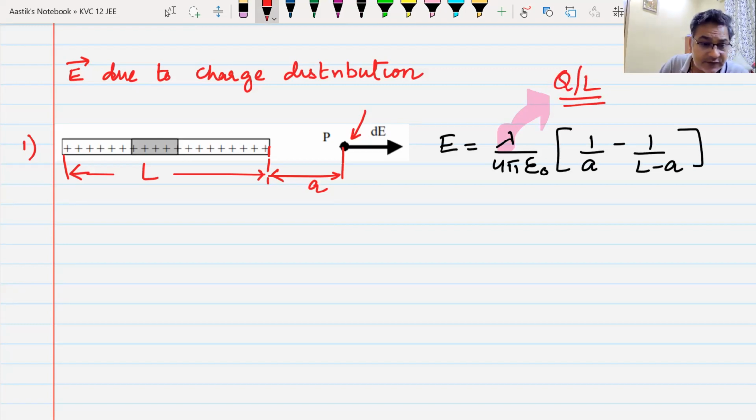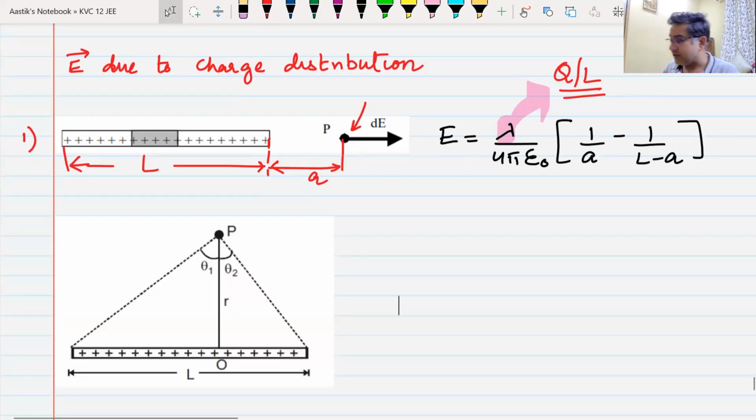So this is the first formula that you must remember. You know this, yes or no? Yes, sir. Then comes the second one, my dear friends. Oops, why has this come here? It should come here.